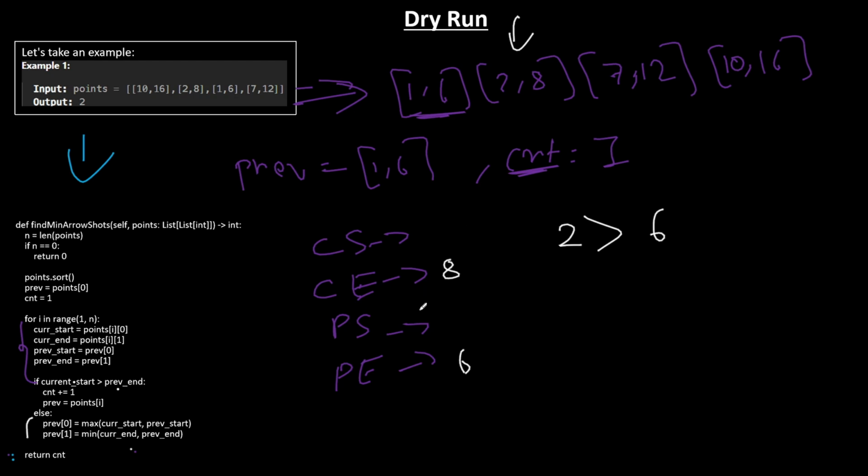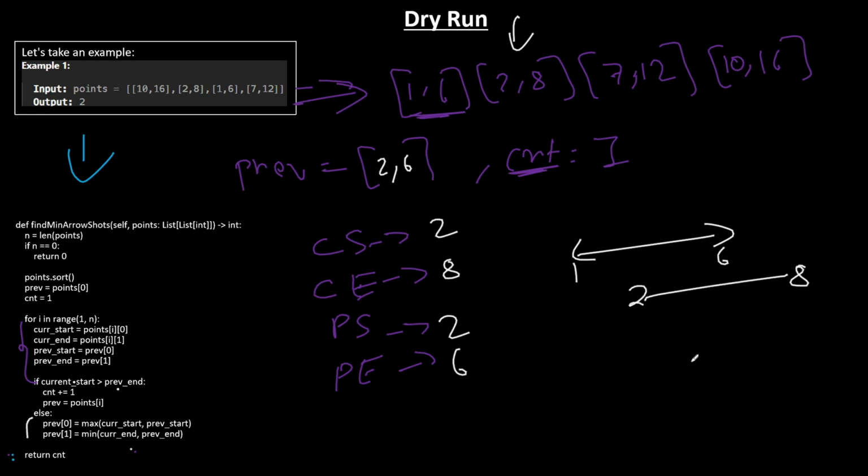So what we will do? This will become 2 and minimum of this. So this will become 6. So our new previous becomes, basically I will update it here. It becomes 2 comma 6. And if you want to visualize how it's a common ground, let's take this 1 to 6, then 2 to 8, right? If an arrow is shot, it should be in between this 2 comma 6. Got it? Now let's move ahead.